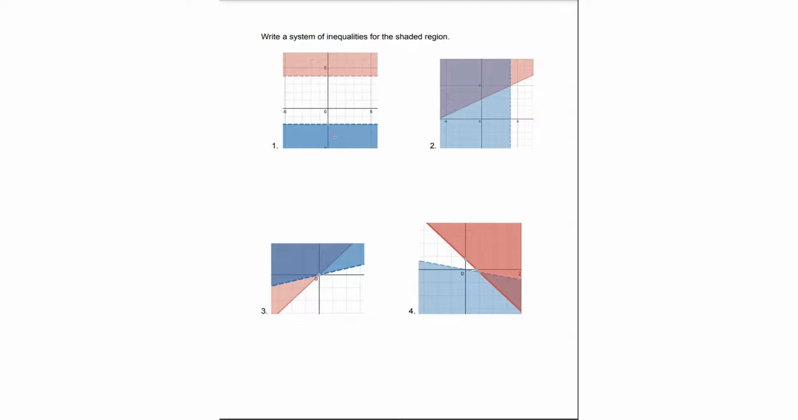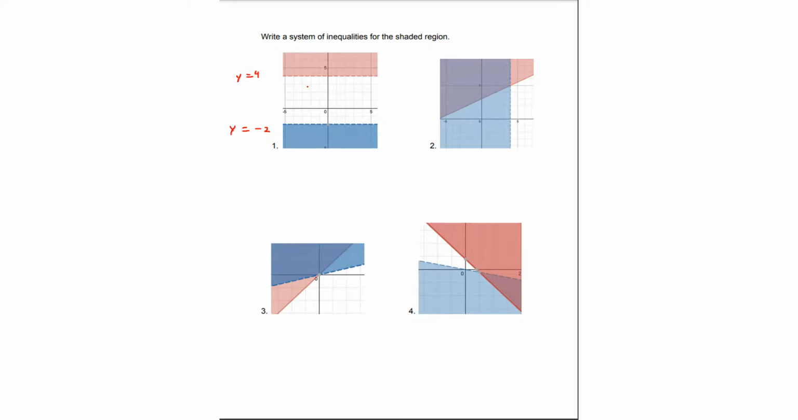So let's start with number 1. There's one line right here, and you could see that it's y equals 4. And there's another line right here, which is y equals negative 2. And both of these are dashed.